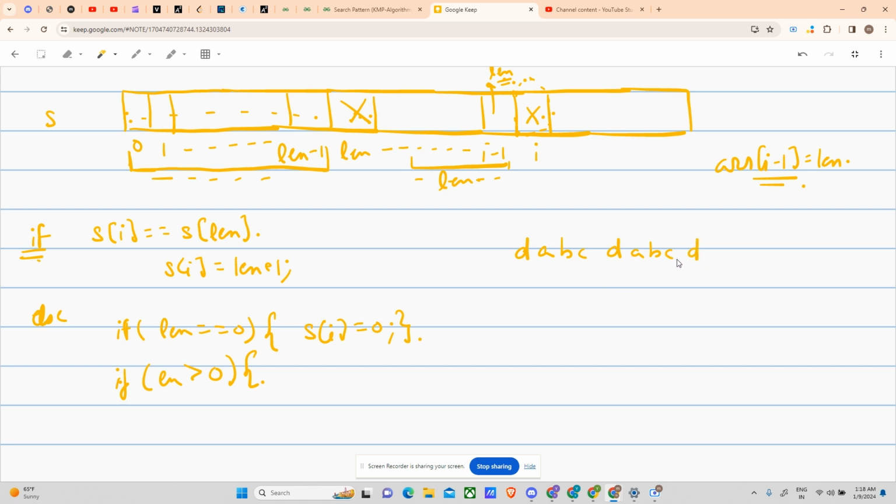Now up till this string, you will see that 1 2 3 4 1 2 3 4 is matching. I made a small mistake, let me mark E here. If you can see, D A B C E is matching.